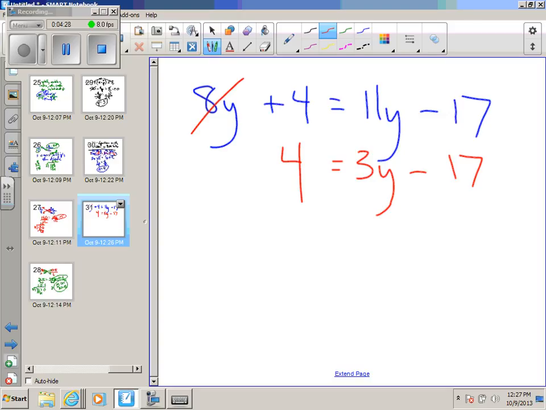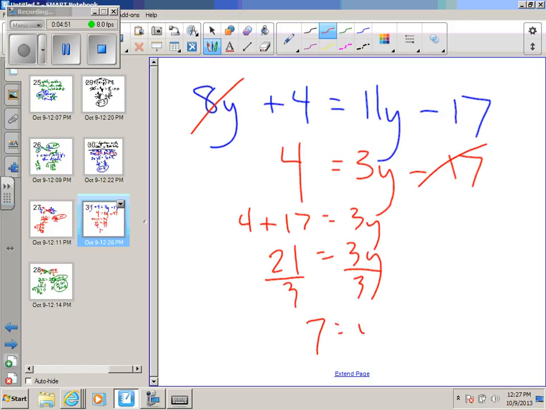Now what? Alex. I'm going to add 17 to both sides. Awesome. 4 plus 17 is equal to 21, is equal to 3y. Yeah, this is it. All right, so check it. 56 plus 4 is 60. 77 minus 17, 60. Works. Good.